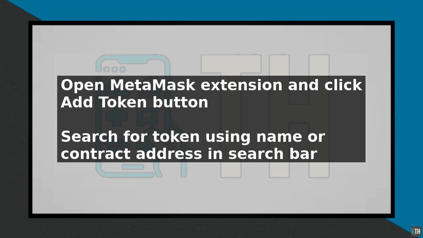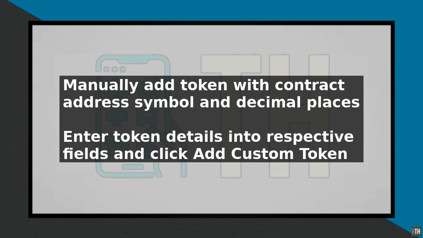Type in the name or the contract address of the token and select it from the list. If the token is not listed, you can manually add it by clicking on the Custom Token button.